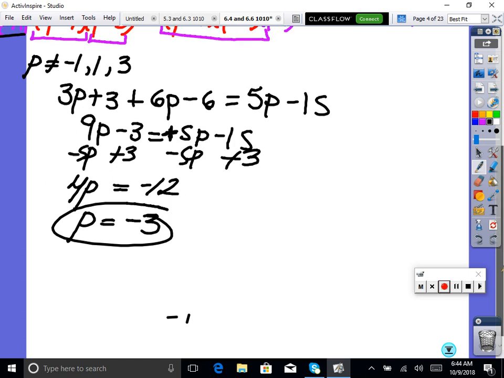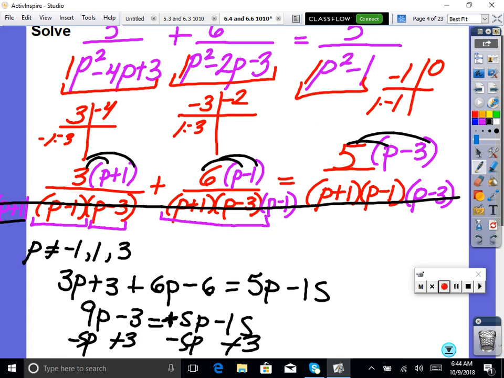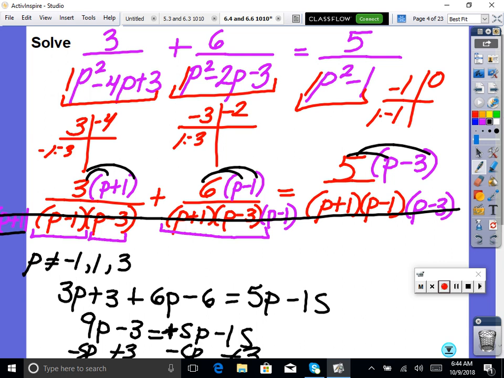So, wait, so we've done it right and then... No, that's not true. I shouldn't have said that, because that's not true. We could have done it right and got p equals 3, and then we would have said no solution, because that can't be a solution, and that was the only solution we got. So I should not have said that. I'm glad you corrected that.